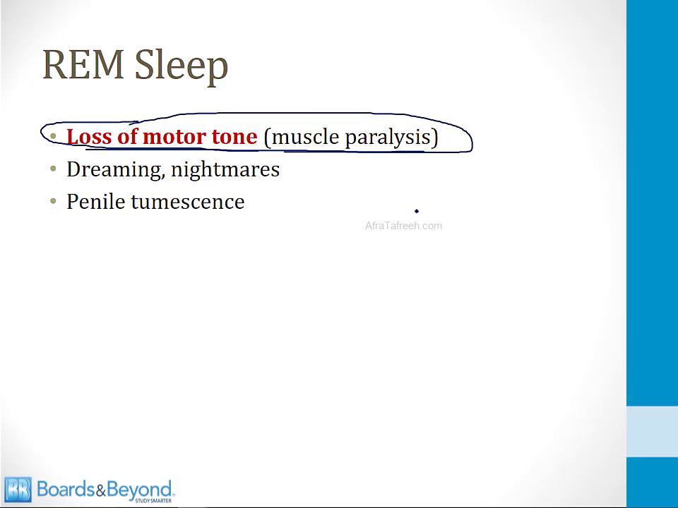Those things happen during N3 when your muscles are not paralyzed, but you're in your deepest stage of sleep. What does happen in REM sleep is this is when you dream and when you can have nightmares. This is also when men will sometimes develop an erection during the night. This is called penile tumescence.